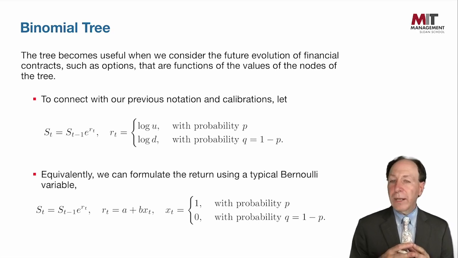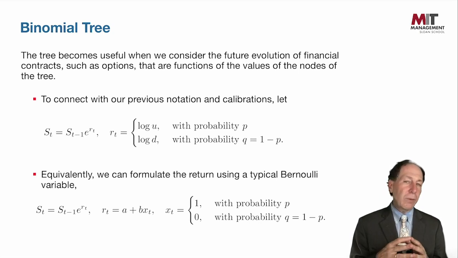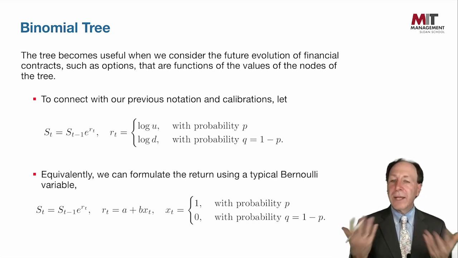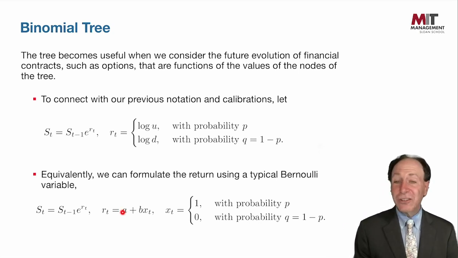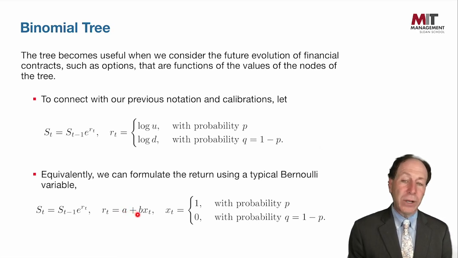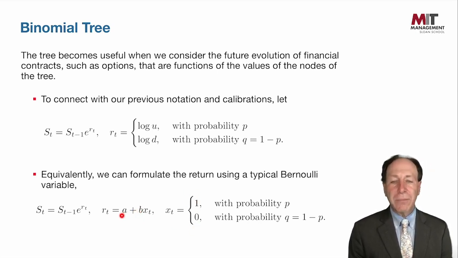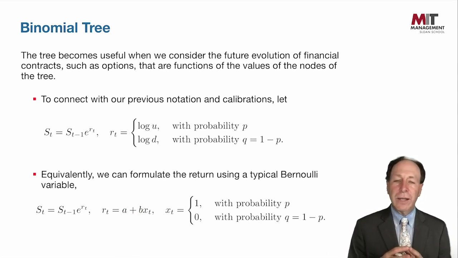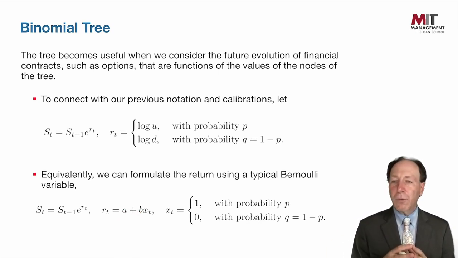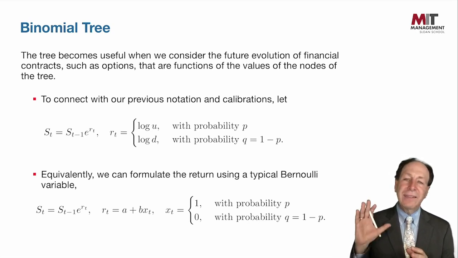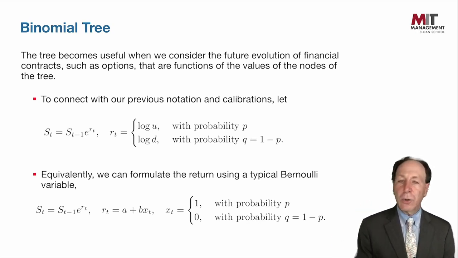And we can also do it in terms of a typical Bernoulli-type variable. If we let x be 1 or 0, we can construct a variable. Because it only has two states, it doesn't really matter how we do it. We can rewrite things through linear transformations as long as there are two different states. Here, if I have a 1 and a 0, I can multiply by something and add something else, and I can relate it to the log u and log d formulation. So we can use different kinds of formulation. The basic point is it's a two-state model at each node.